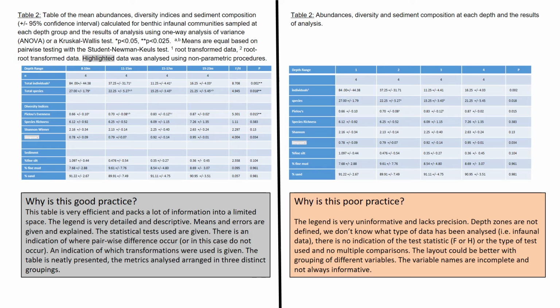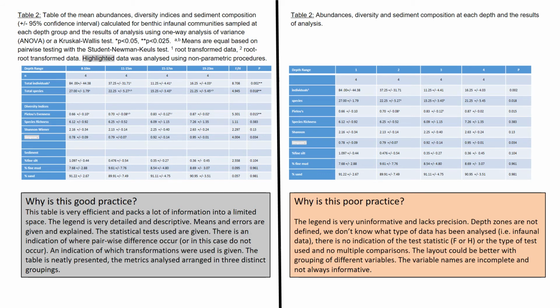They're quite important as well. So for example, some of these metrics, so the response variables, were transformed so that the data met the assumptions for the statistical test used. And that's very efficiently shown by using a superscript. And the superscripts are explained. So superscript 1 and superscript 2.